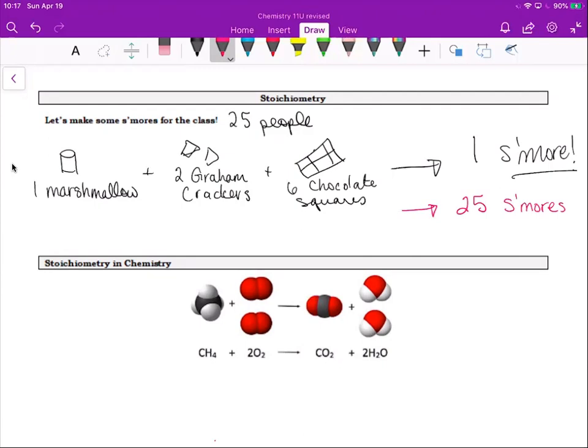So instead of 1 marshmallow, I need 25. Instead of 2 graham crackers, I now need 50. And instead of 6 chocolate squares, I now need 150 chocolate squares. And you combine those all in the ratio of 1 marshmallow to 2 graham crackers to 6 chocolate squares to get 1 s'more. If you combine 25 plus 50 plus 150, you get 25 s'mores.